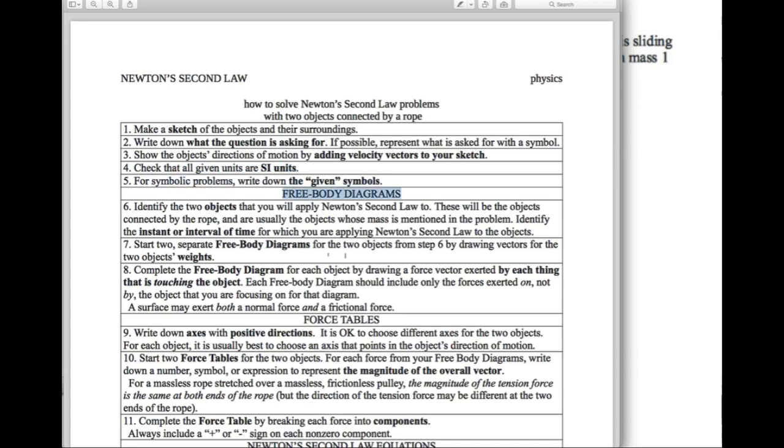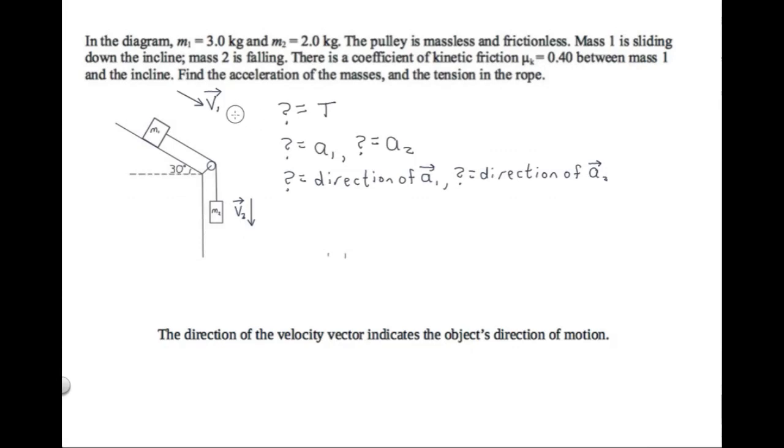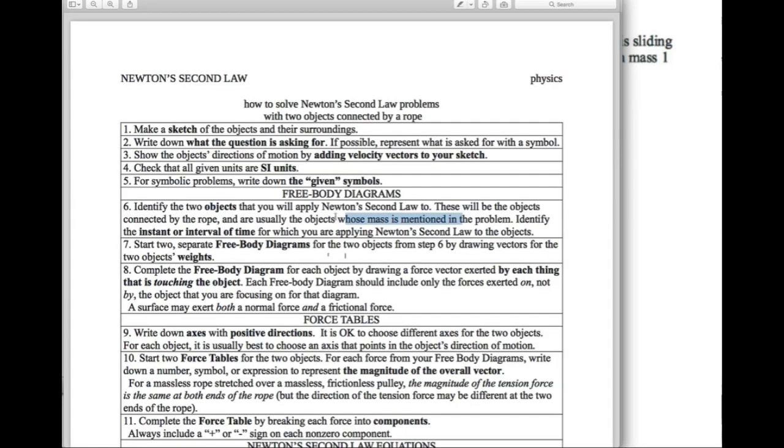Free body diagram phase. Let's identify the objects we'll be focusing on, usually the objects whose mass was mentioned. The problem mentions the mass of mass 1 and mass 2. So it looks like we're going to be focusing on object 1 and object 2. Those are the objects whose mass was mentioned, and of course those were also the objects that are connected by the rope.